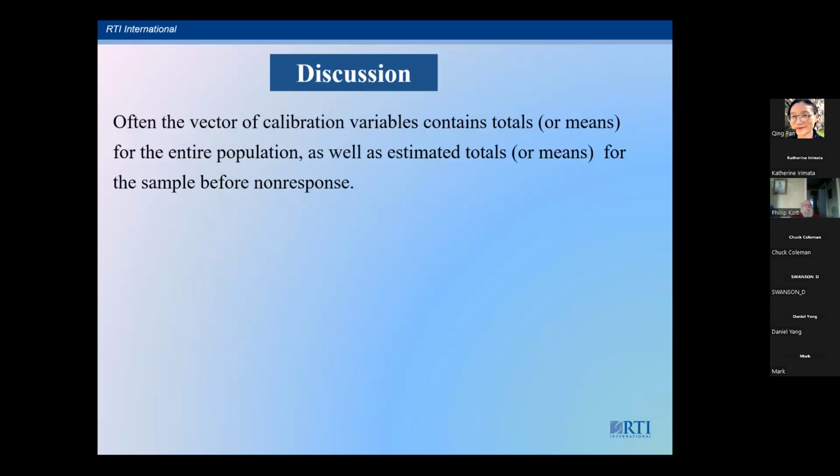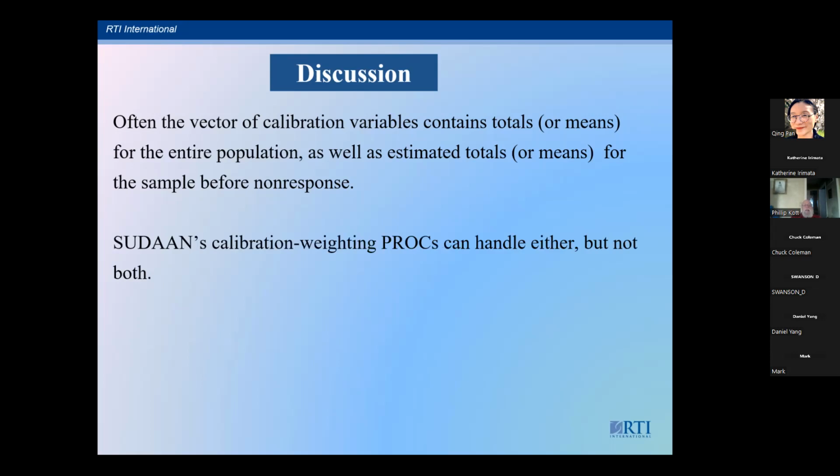There's something else here. Often when you have calibration variables, for means or totals, you can either have some data for the entire population or some data for the sample. SUDAAN can handle both, but not at the same time. Either one or the other, but not at the same time. There's probably a way to do both at the same time. I just haven't figured out how to cheat it yet to do that.